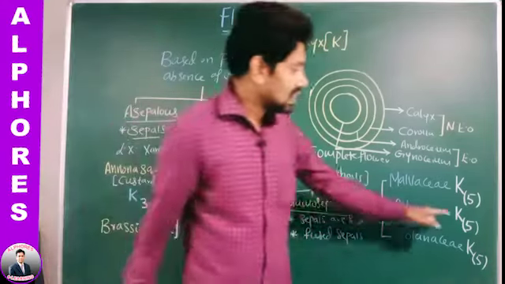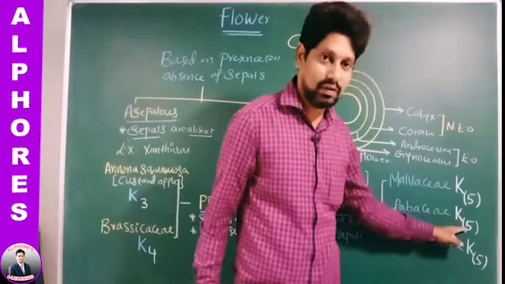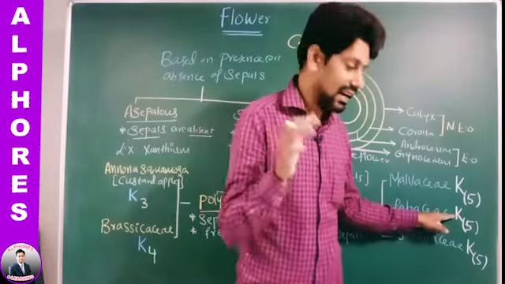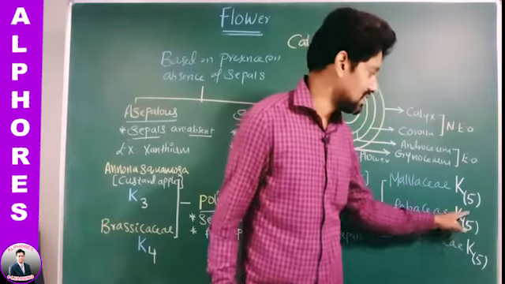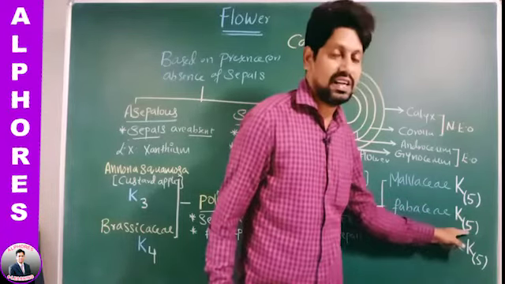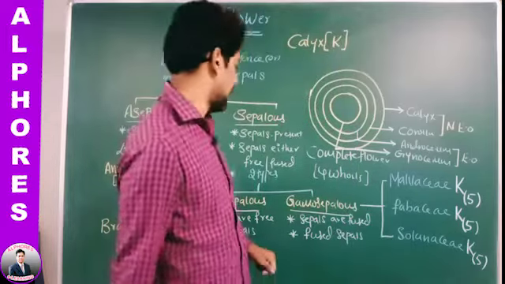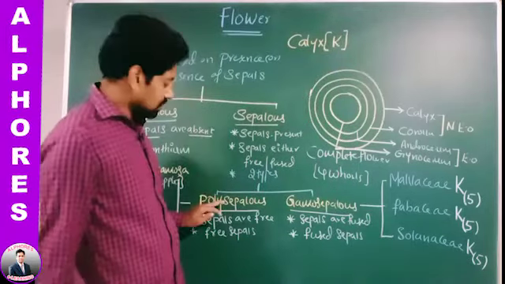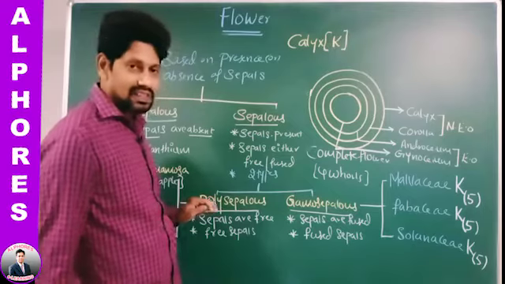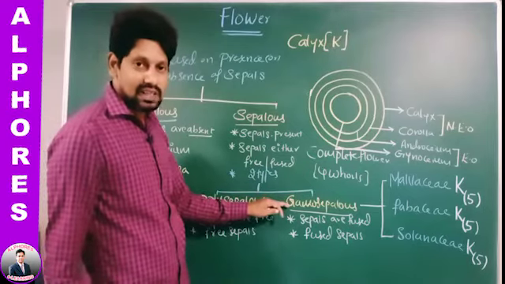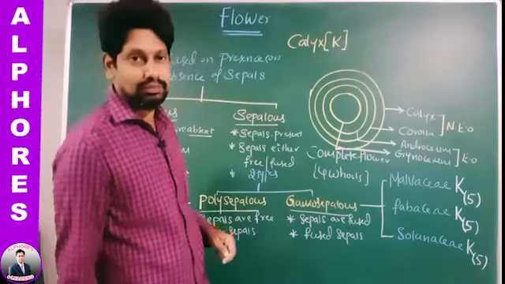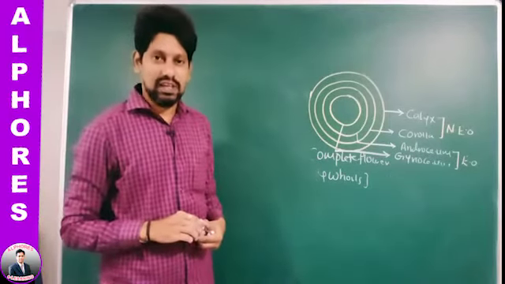Okay, right. Sir, K5, 5 inside the bracket. What does it indicate? K, calyx, with how many sepals? 5 sepals. These 5 sepals are fused, so 5 is inside the brackets. Okay, right? Therefore, the first condition is polysepalous, here sepals are free. The second one is gamosepalous, here sepals are fused, right? We are discussing calyx, right?